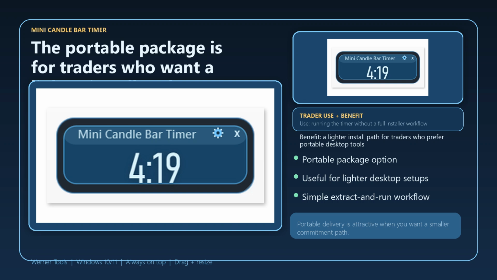The portable package is for traders who want a lighter install path. Some traders prefer a portable utility they can extract, place where they want, and start without a full installer flow. The portable version is built around that simpler path. A trader would use this for running the timer without a full installer workflow. The practical benefit is a lighter install path for traders who prefer portable desktop tools.